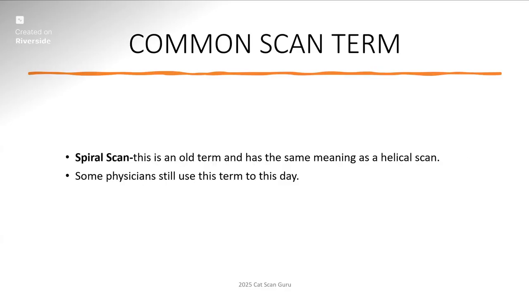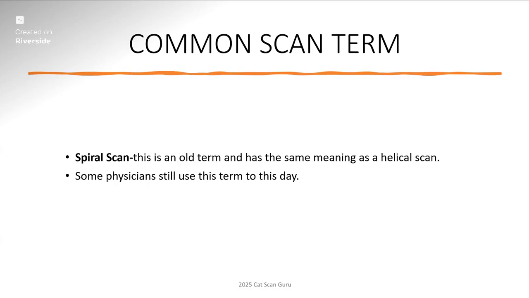Now, you might hear some common scan terms. If you're newish to CT, you might not have heard it, but some physicians that have been in medicine for a very, very long time might use a term called spiral scan. Some physicians still use this term to this day. It's a pretty old term, and it has the same meaning as a helical scan. When I started CT 22 years ago, there used to be physicians that would write in their paper orders, spiral CT to rule out PE. Basically what they mean is that they want just a helical CT to rule out PE, okay?